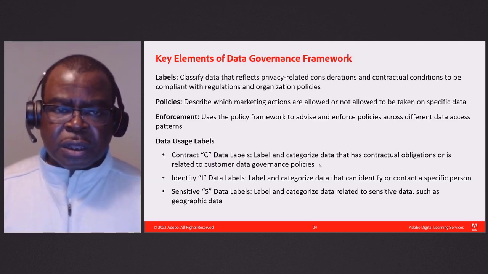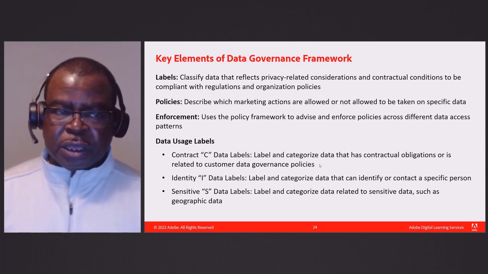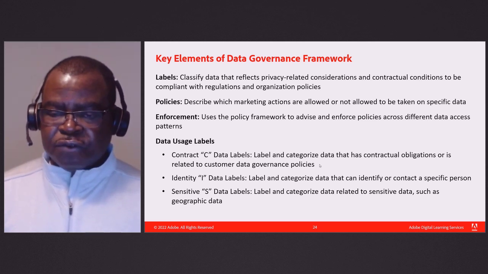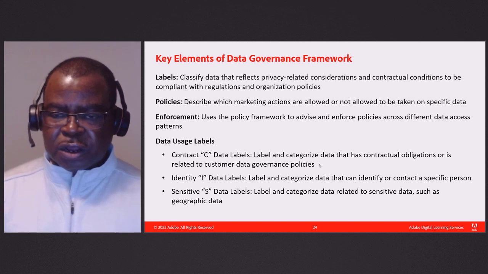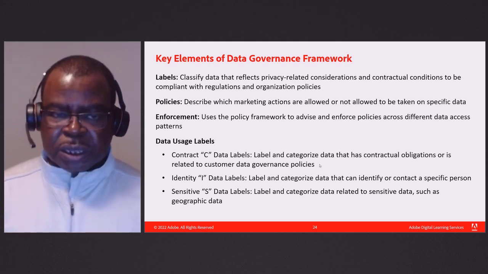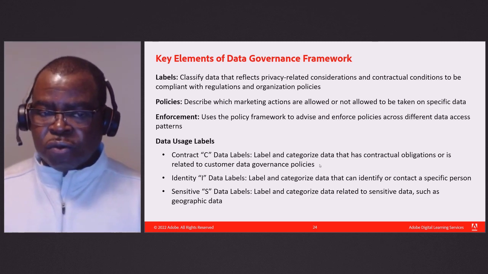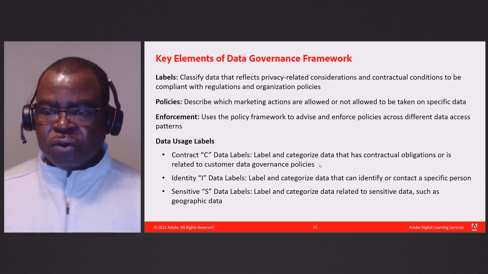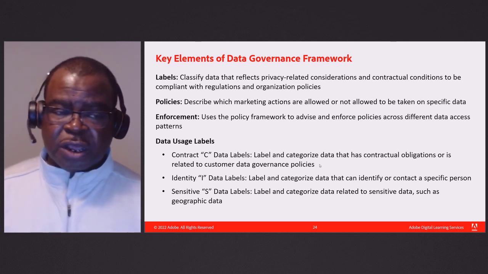So the platform, as part of its core features, has two major elements. One is the metadata that allows you to define the accessibility to a data set and the control associated with the fields within the data set or all fields within the data set. And that is through labels. The second category is the policies, and the policy defines what marketing actions are allowed or not allowed to be taken on a specific data, and that applies specifically to the destinations.